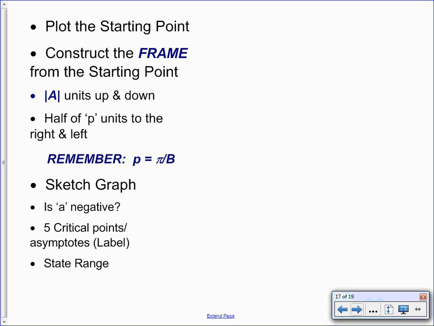Okay. We'll sketch our graph. Instead of 5 critical points, we're going to have 3 critical points and 2 asymptotes. And then right here I say state the range. Why am I just talking about the range and not domain and range? There's asymptotes over and over, right? So our tangent, our domain is broken up with an infinite number of asymptotes. I'm not going to make you write that, okay? But we will talk about the range.